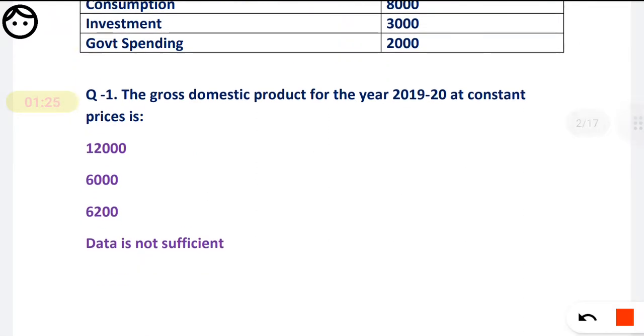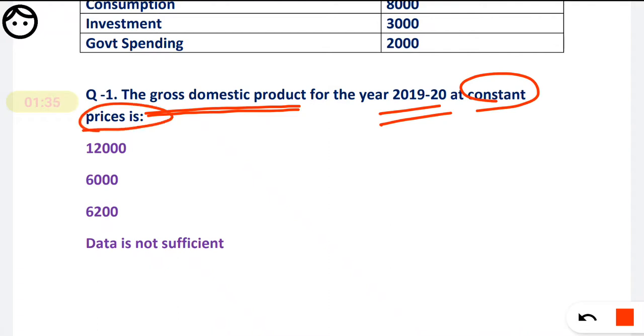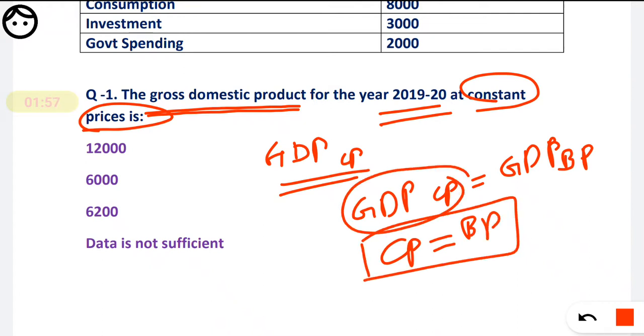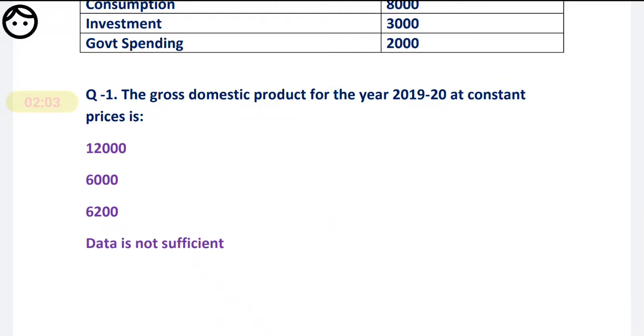See, first question in the case study: the GDP, the gross domestic product for the year 1920 at a constant price is. So they are asking GDP at a constant price. Friends, remember, here the GDP at a constant price is nothing but the GDP at a base price. Constant price is nothing but your base price. Always remember, GDP at a constant price is calculated as GDP at a base price.